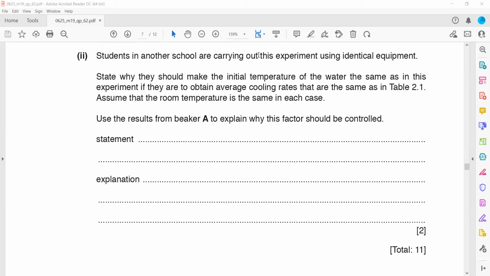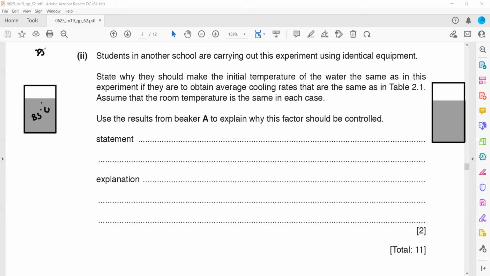Like say this experiment is performed in school 1. Another school's students are performing the same experiment. So they should keep the initial temperature the same. For example, if the initial temperature was 83 in school 1 for the hot water, and the surrounding temperature is the same, that is 23, here also the surrounding temperature is 23, but the temperature of the water they should also keep the same. If the temperature is not the same, maybe they are taking 86, the comparison will not be correct.